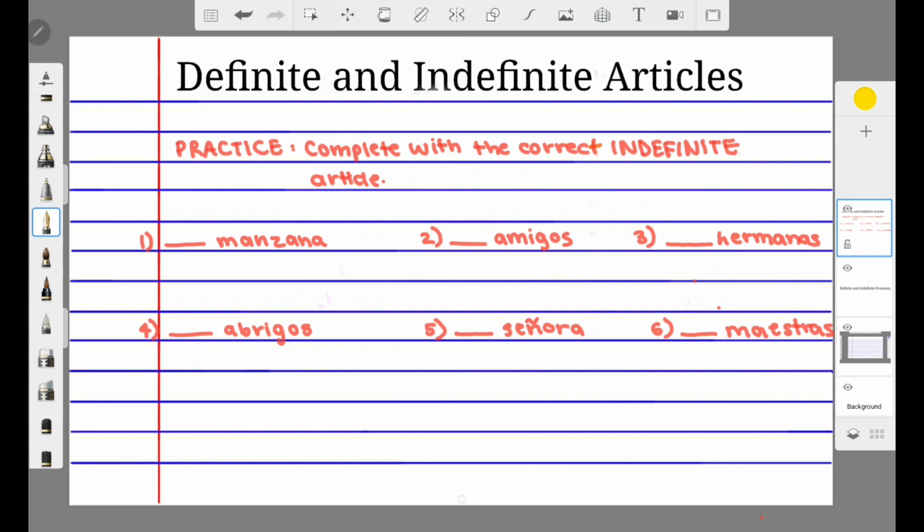All right, let's go over them. The A ending, una. OS, unos, some friends, some male friends in particular. AS, unas, some sisters. Abrigos, so unos abrigos. Señora, una. And maestras, unas.